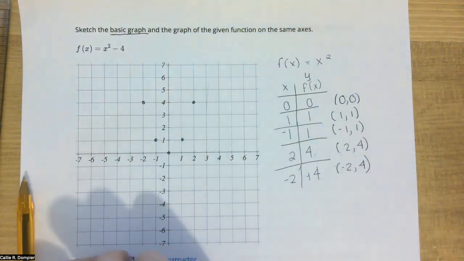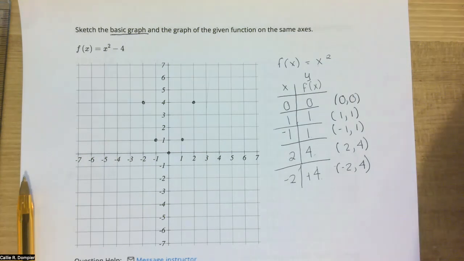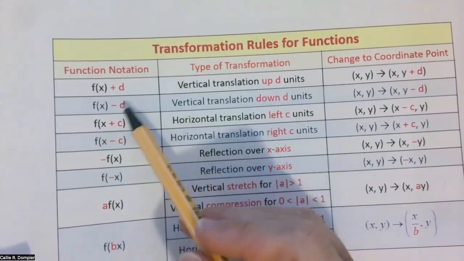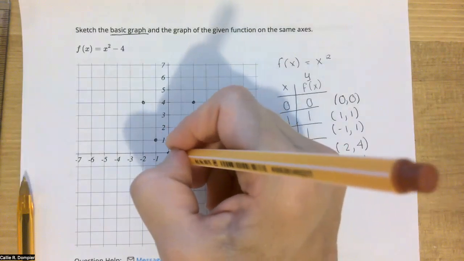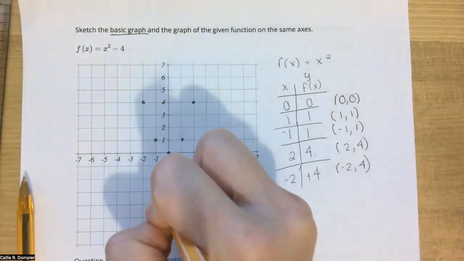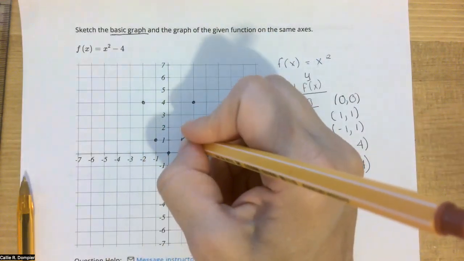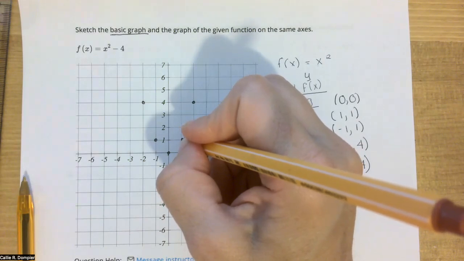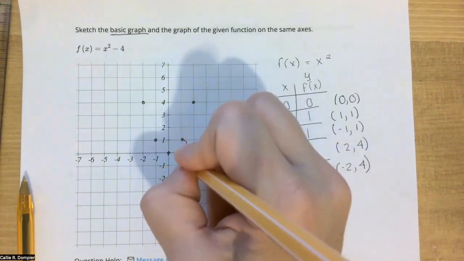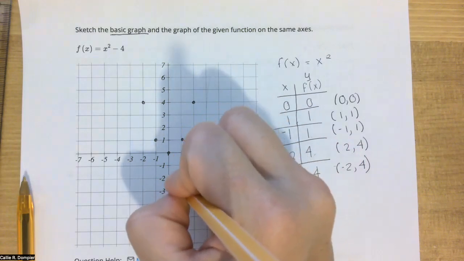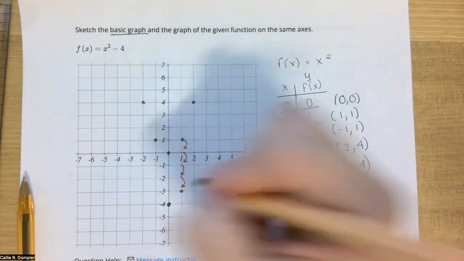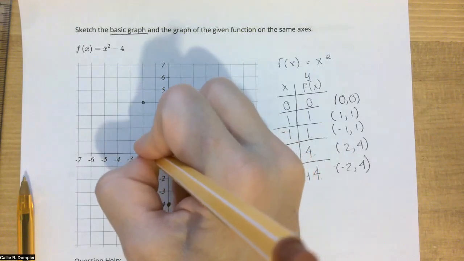Good. And then x squared minus 4. We know if the minus is outside of those parentheses, right? That means a vertical translation down 4 units. So instead of starting here, we're going to start here. I take that next point, it's at 1, 1. I'm going to make it down, count it down. Down 1, 2, 3, 4. Same on this side.